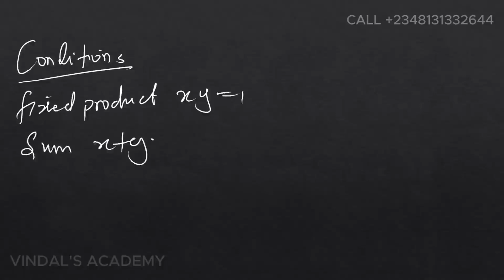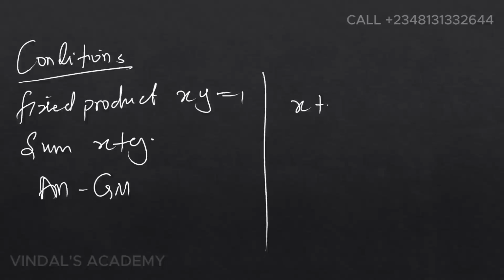There is something you need to make use of, and it's one of the special inequality principles. It is called AM-GM, the arithmetic mean to geometric mean. The rule says that the average of two real numbers is greater than or equal to the square root of their product. As simple as that. If you know that this is true, we are going to apply this principle.